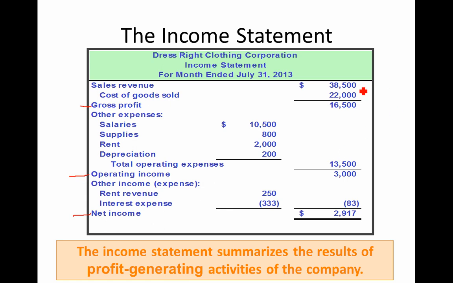Gross profit is our sales revenue minus the cost of goods sold. Operating income is our gross profit minus operating expenses. And what differentiates cost of goods sold from operating expenses? Cost of goods sold are those costs that can be directly traced to the products or services that we provided. Operating expenses are indirectly connected to the products.